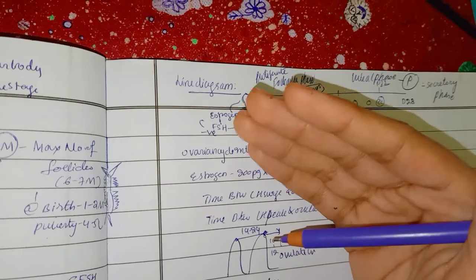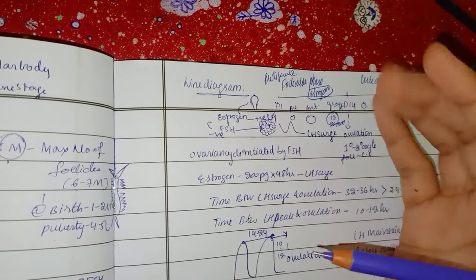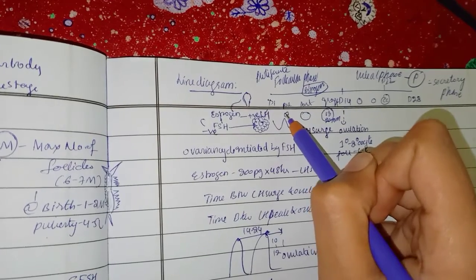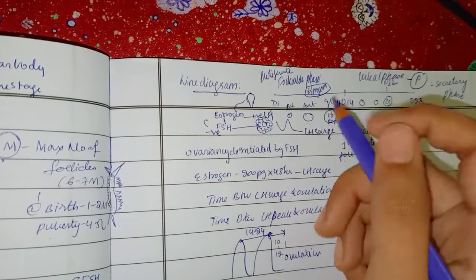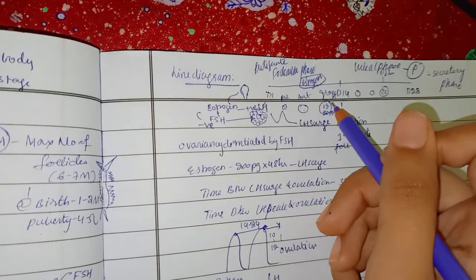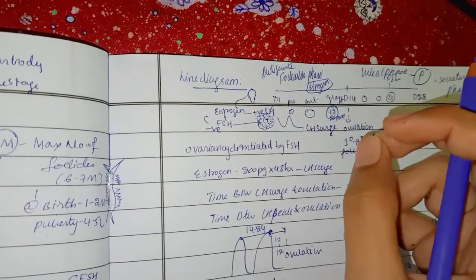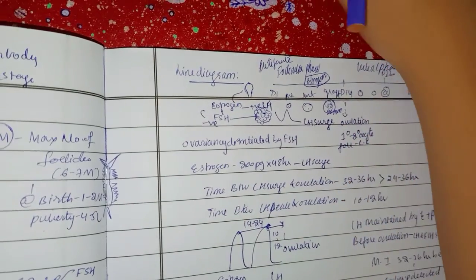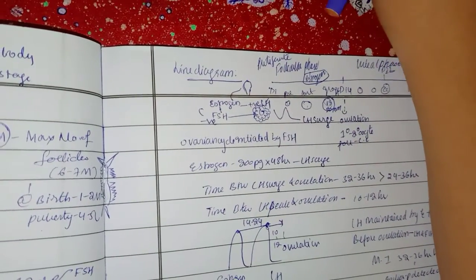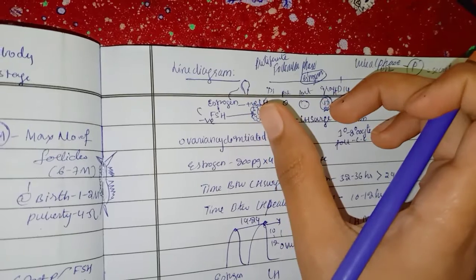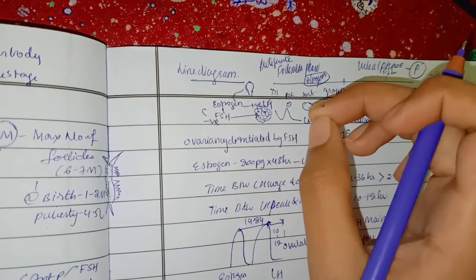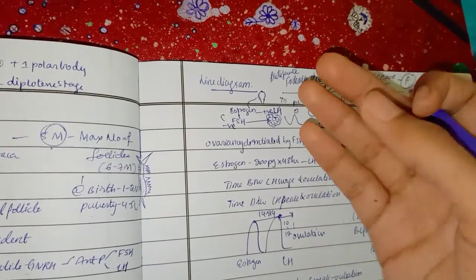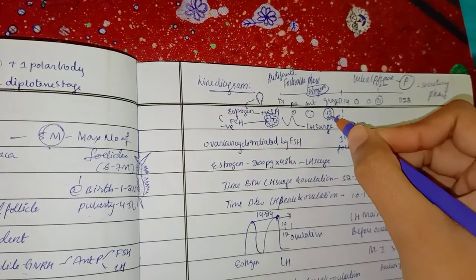So the dominant follicle will increase in size. As you can see here, the small one indicates the preantral follicle, the medium one indicates the antral follicle, and the mature dominant one is the Graafian follicle, which is about 18 to 20 millimeters in size. Okay, so note that the ovarian cycle is initiated by follicle stimulating hormone, and the size of the follicle just before ovulation is 18 to 20 millimeters.